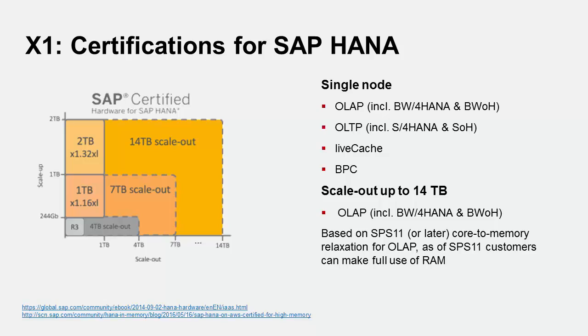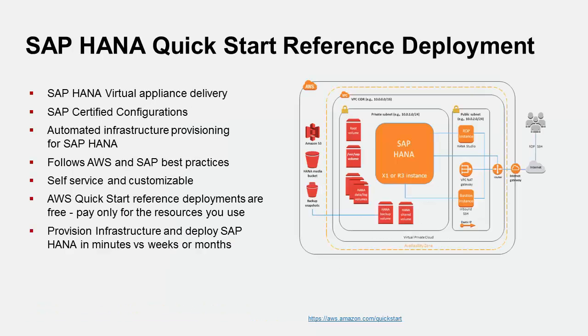A little more information about HANA. Currently, our largest single virtual machine configuration for HANA is our X1 32xlarge, which provides 2 terabytes of memory. So that is the largest scale-up configuration currently supported on AWS. And for scale-out, that same X1 32xlarge in a 7-node scale-out cluster providing 14 terabytes of memory is supported. And you can start with the R3 xlarge, which provides 244 gigs of memory.